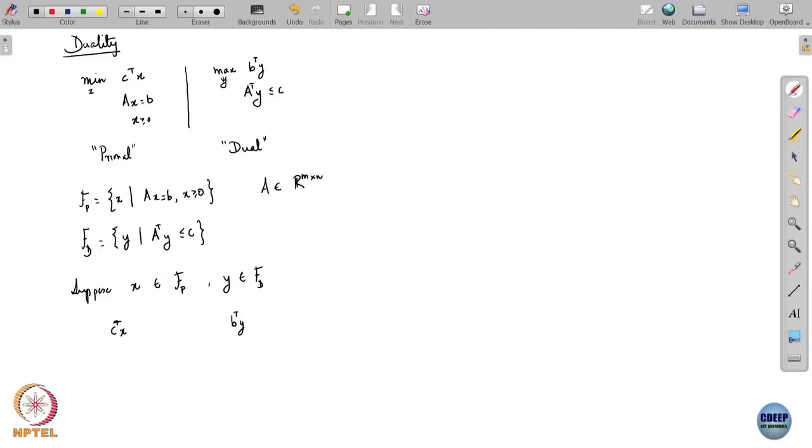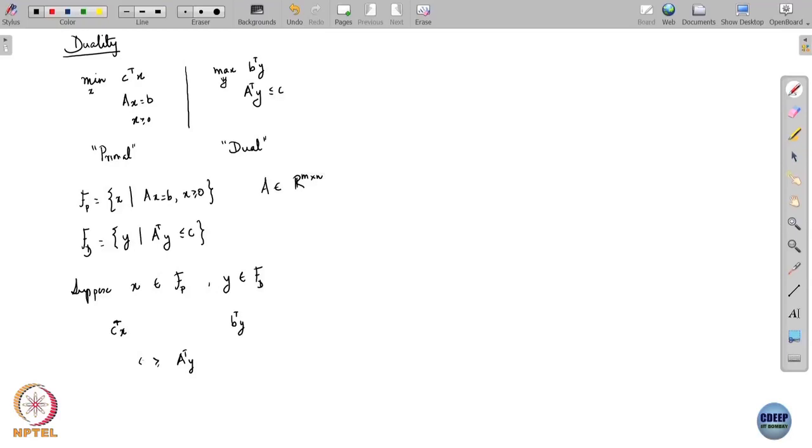Right? Okay. Now, I know that since y belongs to Fd, C is greater than equal to A transpose y for this particular y, right. So, I know that C is actually greater than equal to A transpose y.